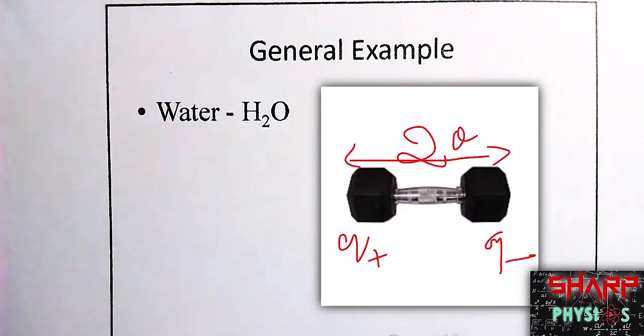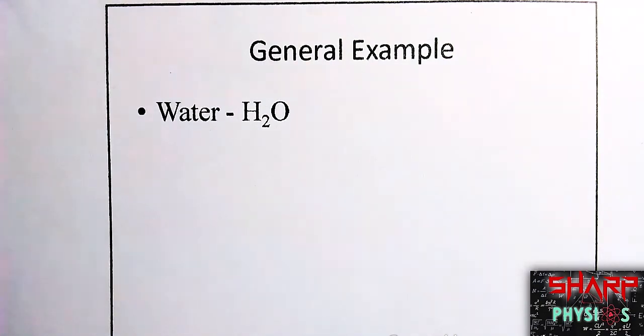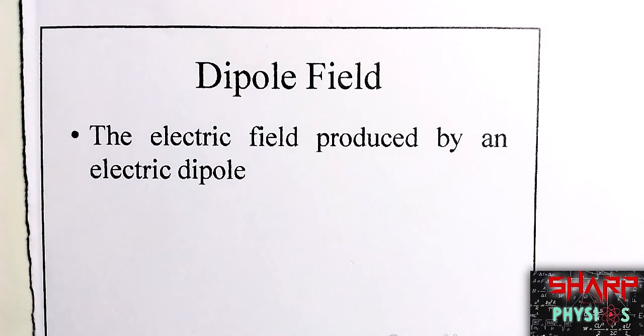As another example, think about the dumbbells in the gym, which have two bulks at both sides and a small joint in the center. This joint is equally distributed to both sides of the dumbbell. So this electric field which is produced by an electric dipole is called dipole field.